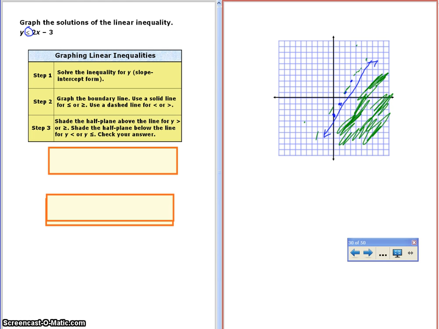All right, I would go ahead and hit pause just so you can kind of absorb some of that information, and then you can move on to example 3.